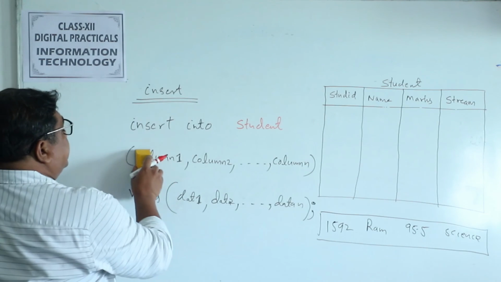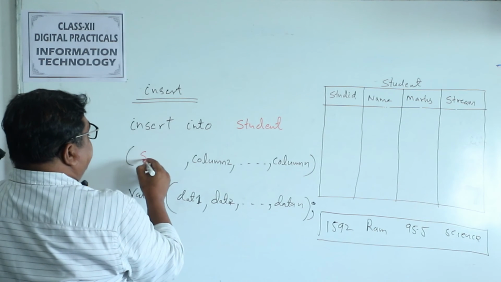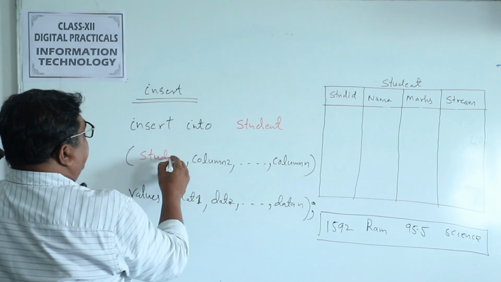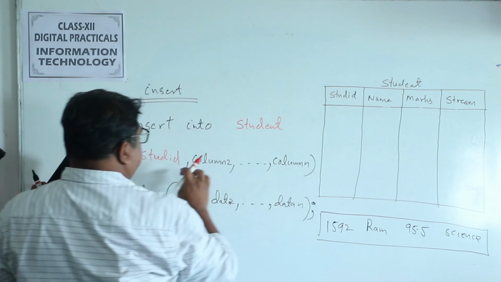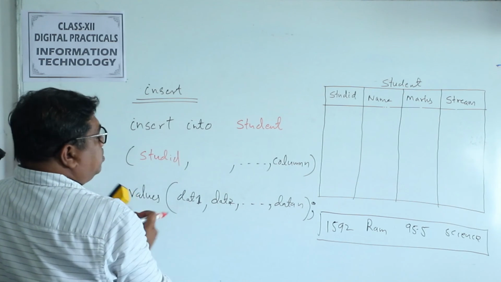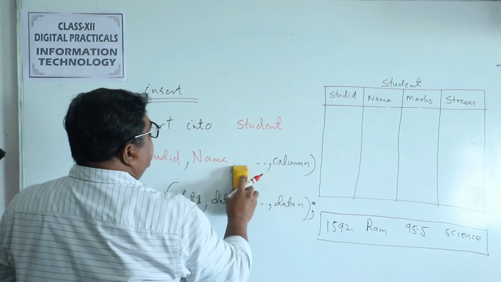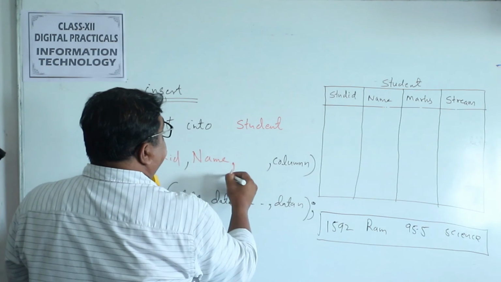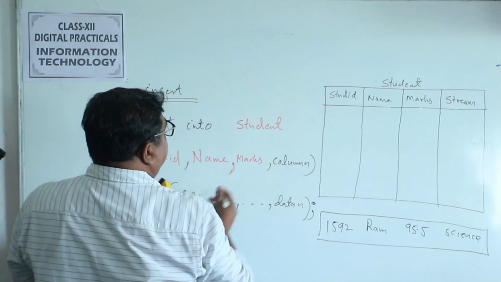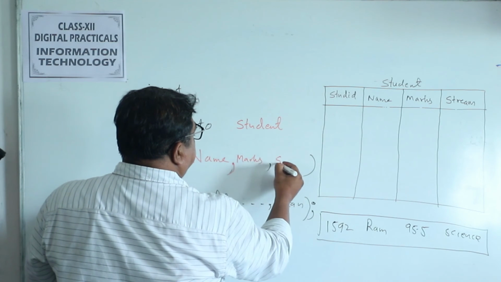Then what are the columns? See, column 1 name is student ID, STUDID, the first column name. Then I have to give the second column name. What is the second column name? Name. Then what is the third column name? It is marks. And what is the fourth column name? It is stream.